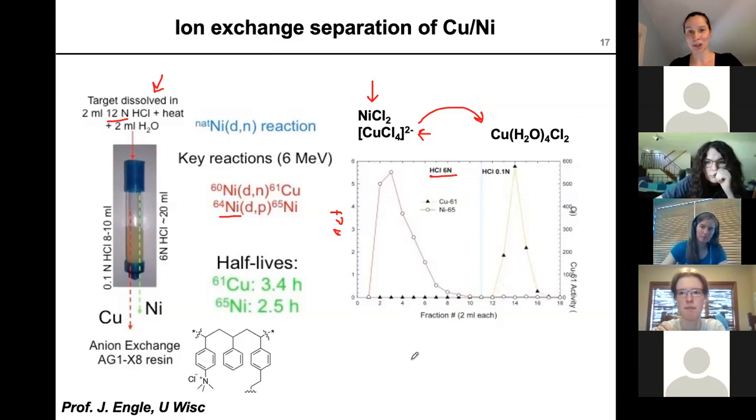So this is ion exchange chromatography for fun and definitely profit, to separate target material and isotope that is not of interest from isotope of interest. Any questions to this? Yeah.